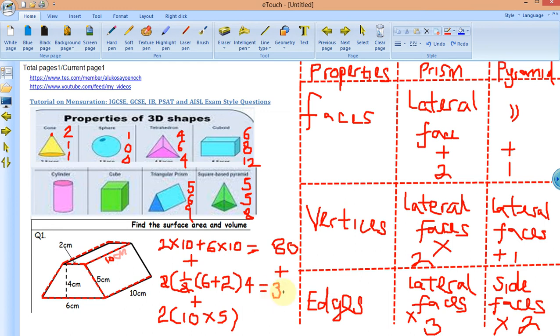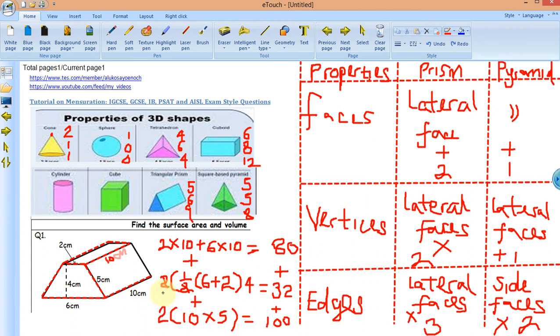And finally, I have 2 into 10 times 5. What is 10 times 5? 10 times 5 is 50. 50 times 2 is 100. So I can sum everything together now. 100 plus 80 is 180. 180 plus 32 gives us 212.